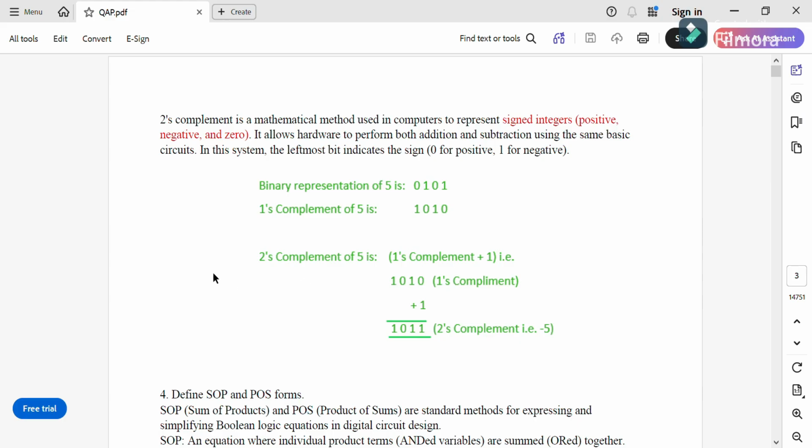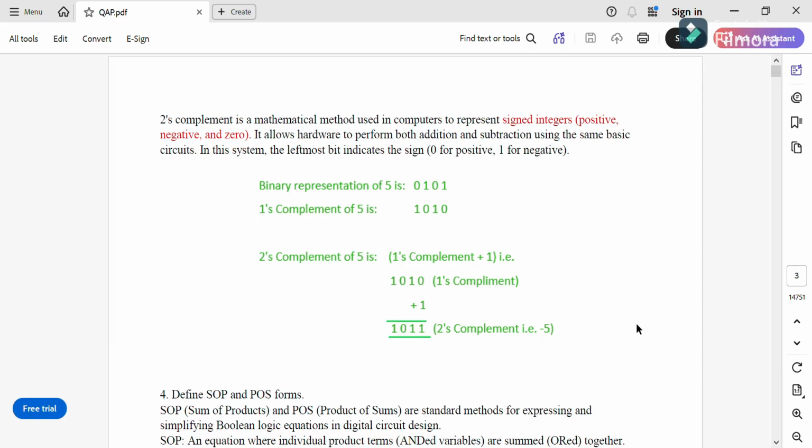Okay. And what about the two's complement of this? First, we have to take the ones complement of this number 5, 1010, plus 1. So add with the binary addition law. 0 plus 1 is 1. So the 1 stays as it is here, again 0 here, and 1. So in total we get 1011. This is the two's complement of the number 5. That means we are representing negative 5.